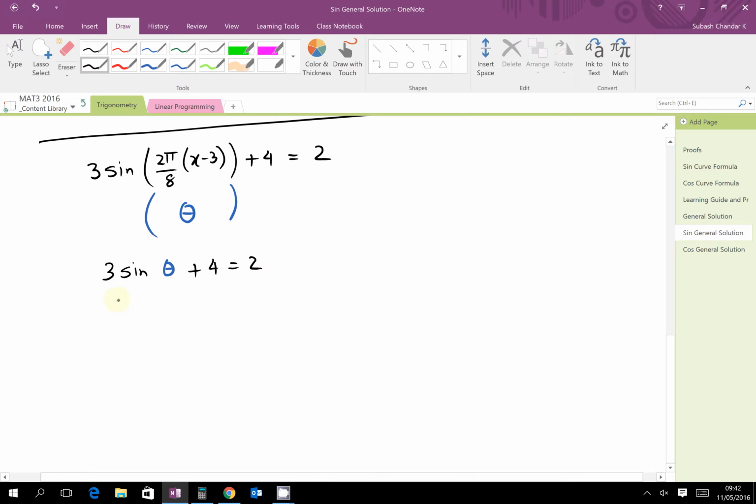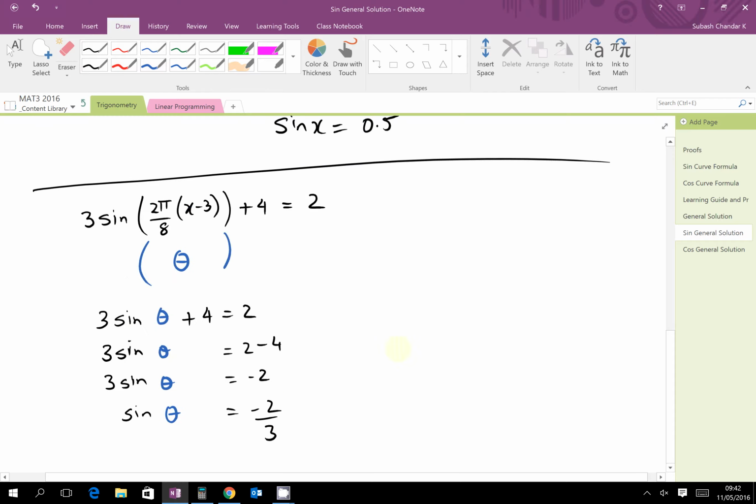Now my whole aim is to try and bring it to sine theta by itself. So then I can write 3 sine theta, rearrange everything. So I've got 2 minus 4, which is negative 2. So I've got 3 sine theta equals negative 2. Still rearranging things. I'm going to have sine theta equals negative 2 over 3. Is that all right so far, what I've done? Is that something that you guys can do by yourself already? Yes?